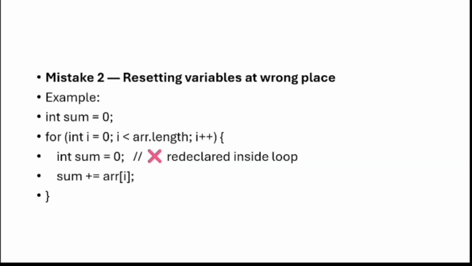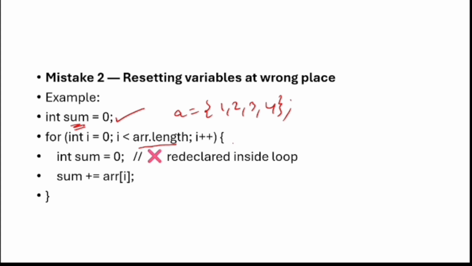Next question, let us check. For example, resetting variables at the wrong place. You have taken a variable and initialized it with the value 0. Now when you run the for loop, i equals 0, i less than array.length. For example, you have taken the array 1, 2, 3, 4.